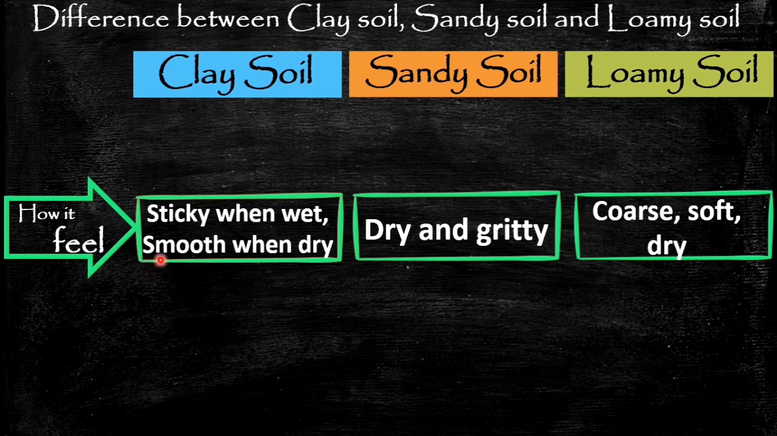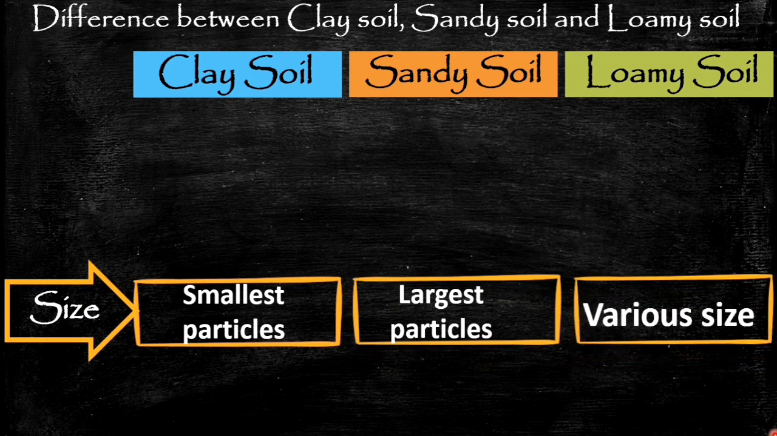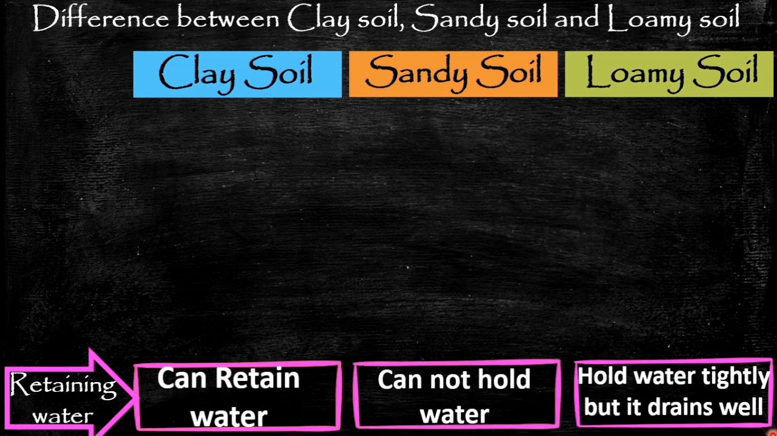Clay soil is sticky when wet, smooth when dry. And sandy soil is dry and gritty. Loamy soil is coarse, soft, and dry. Now we will know the size of the particles of these three kinds of soil. Clay soil has the smallest particles, sandy soil has the largest particles, and loamy soil has different sizes of particles. That means various sizes.